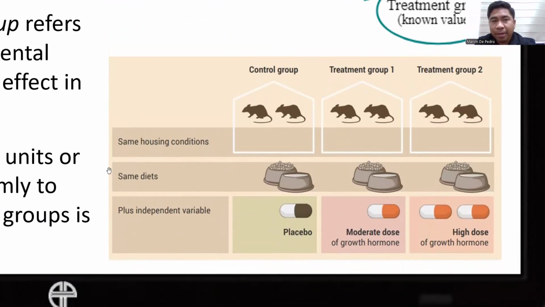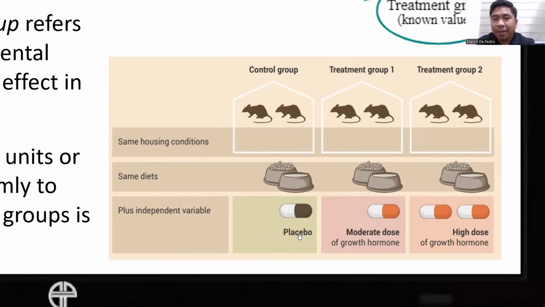Also, another control factor that we have is the diet. So it's the same thing that we feed to the rats, not just the type of food, but also the amount and the manner in which we feed them. So the time, the duration, and everything else regarding the diet. The only thing that differs right now is the independent variable that we are studying.